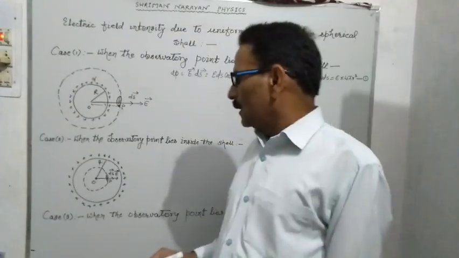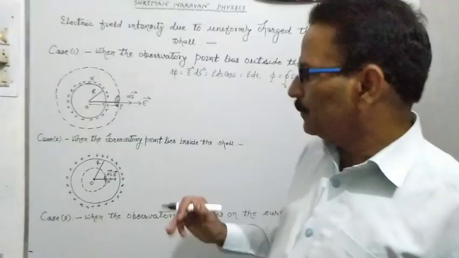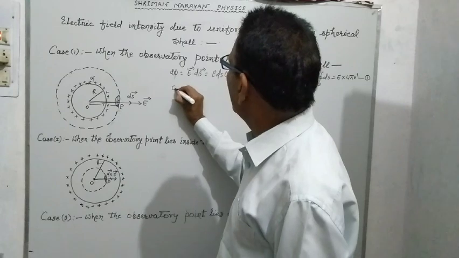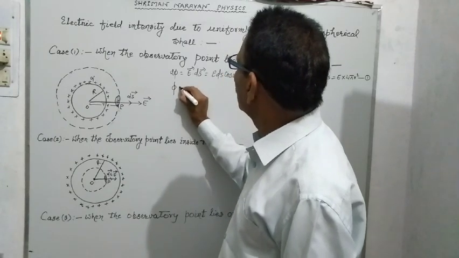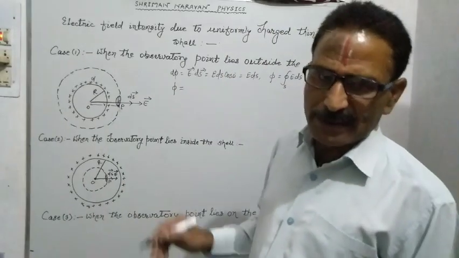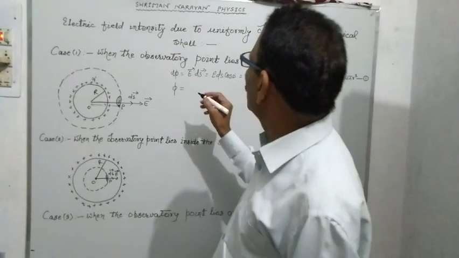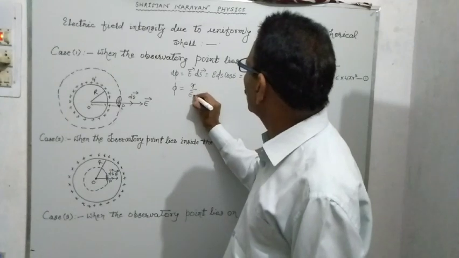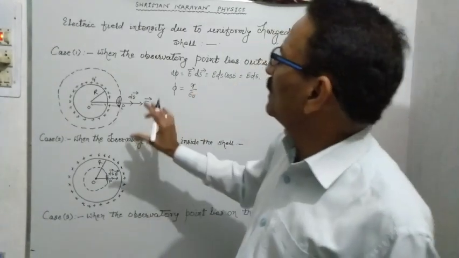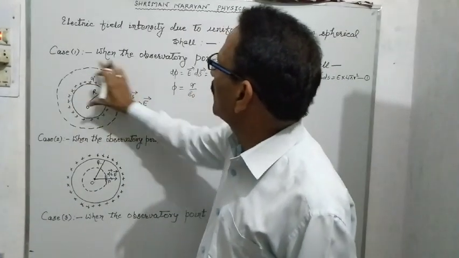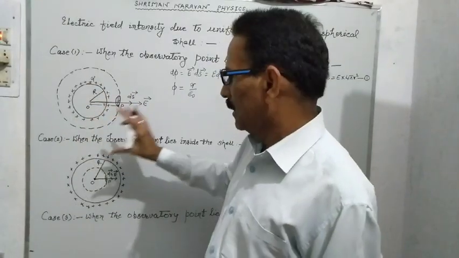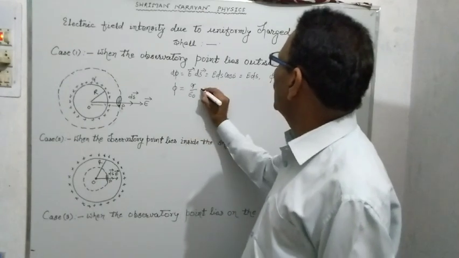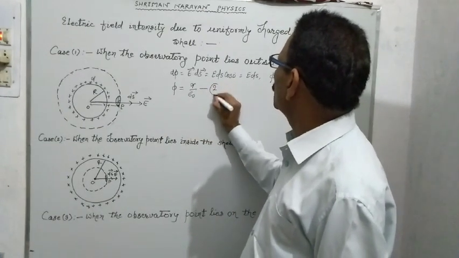Now I am going to apply Gauss's law. Gauss's law tells that the total flux associated with a closed surface is given as phi equals q divided by epsilon naught, where q is the charge enclosed by the Gaussian surface. So we write phi equals q by epsilon 0, and let us take this as equation number 2.